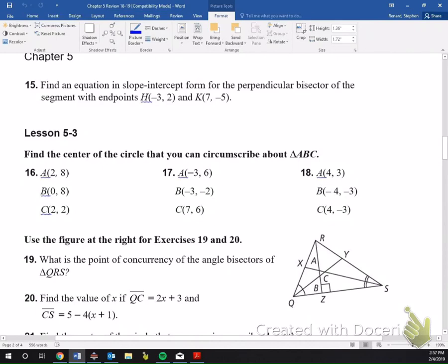Okay, number 16, find the center of the circle you can circumscribe around ABC. That means we're looking for the circumcenter. Now each one of these is a right triangle. So remember in your notes, the circumcenter of a right triangle is the midpoint of the hypotenuse. So on 16, 17, and 18, all you have to do is find which two points are the endpoints of the hypotenuse, in this case B and C, and throw them into the midpoint formula. x1 plus x2 over 2, y1 plus y2 over 2. This is something we've been doing since literally the second week of school. And you get that (1, 5) is the circumcenter.